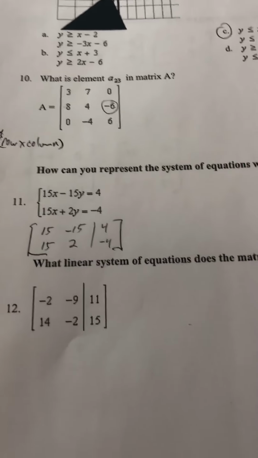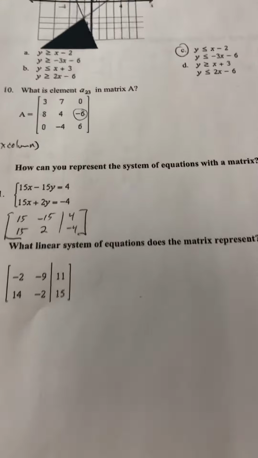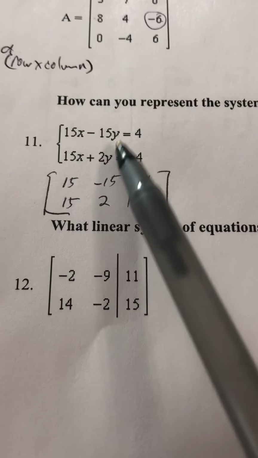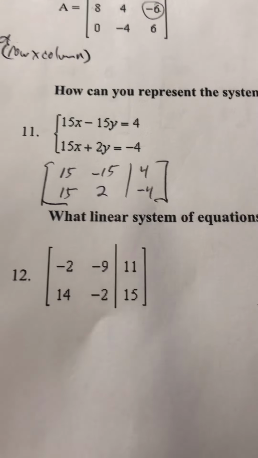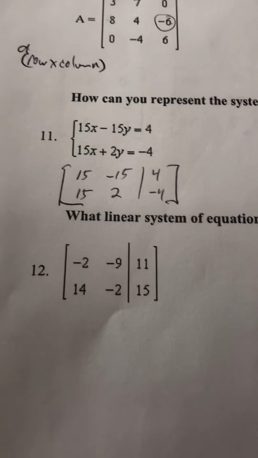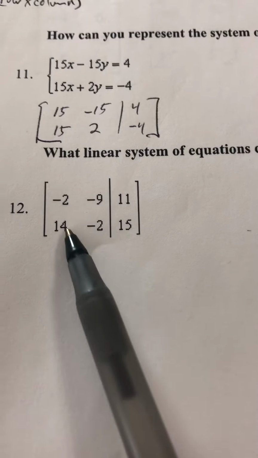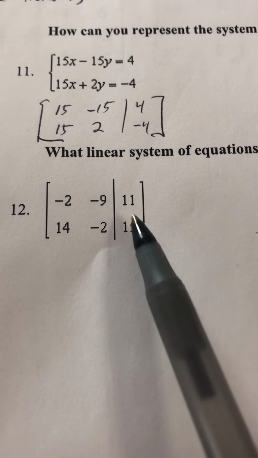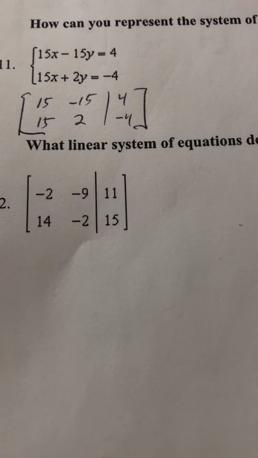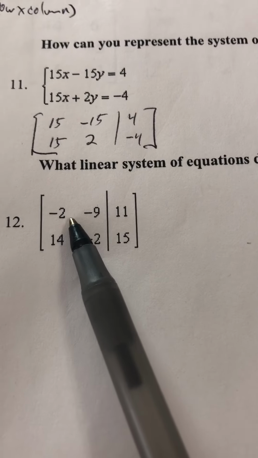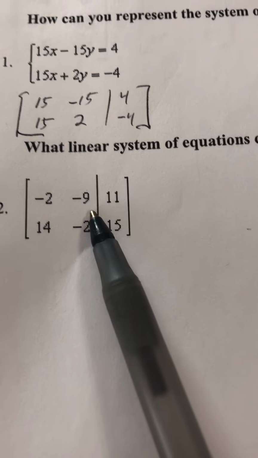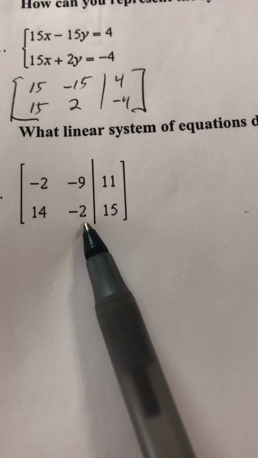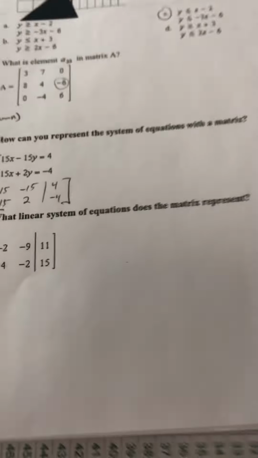For number 11, how can you represent the system of equations with a matrix? Remember, you just get rid of the variables. You just lay them out like that. You're going to do this one backwards. You're going to put x's with these, put y's with these, and put your equals. So this would be negative 2x minus 9y equals 11. This would be 14x minus 2y equals 15. Easy stuff there.